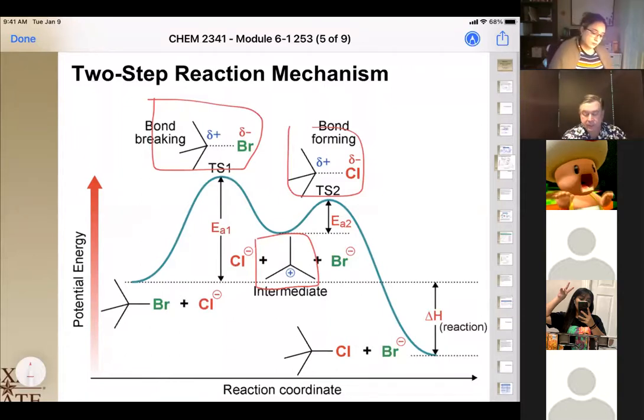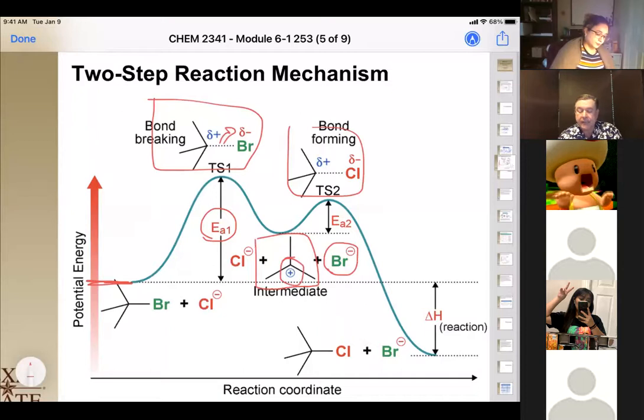Let's start with this reaction here. In this reaction, we're going to start with some potential energy. We're going to add our activation energy for our first transition state. In our first transition state, we're going to do that bond breaking. When we do that bond breaking, the electrons are going to go away with the more electronegative atom, in this case bromine, giving us a carbocation and a bromide ion.